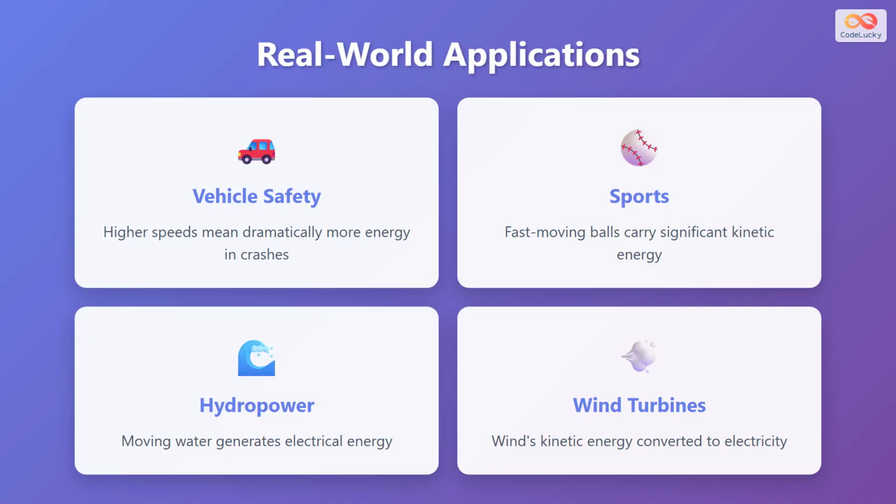Kinetic energy appears everywhere in the real world. In vehicle safety, higher speeds mean dramatically more energy in crashes, which is why speed limits exist. In sports, fast-moving balls like baseballs or tennis balls carry significant kinetic energy, which is why they can cause injury. Hydropower plants harness the kinetic energy of moving water to generate electricity. Wind turbines convert the kinetic energy of moving air into electrical power. Understanding kinetic energy helps us design safer vehicles, better sports equipment, and more efficient renewable energy systems.